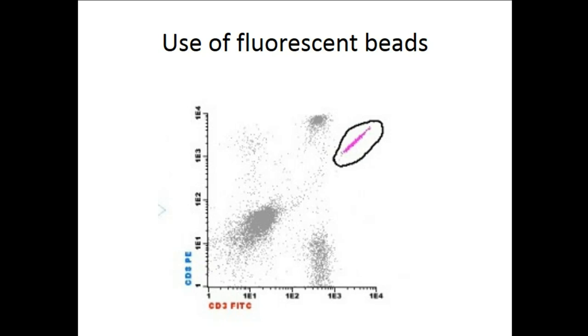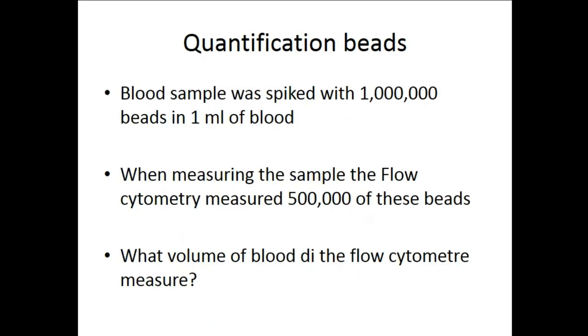If you know how many beads were in the blood to start with, and you find out how much the flow cytometer took up, you can work out the volume of blood that was used for the analysis. And that's one of the elements to the practical that you'll be expected to do. So, as I said, the blood sample will be spiked with 1 million beads per ml of blood. And then the flow cytometer measured 500,000, therefore you can deduce that 0.5 ml was used.